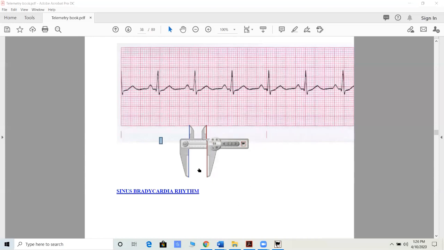So if we had to look at this, don't look at this down here. That's the next rhythm. This would be a normal sinus rhythm, right? Detectives, yes, my heart detectives out there, this would be a normal sinus rhythm.